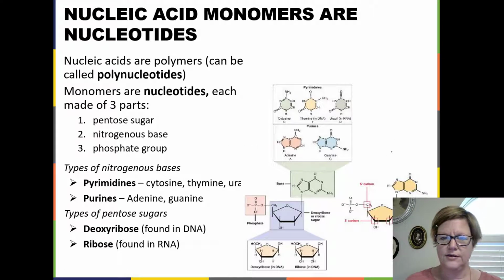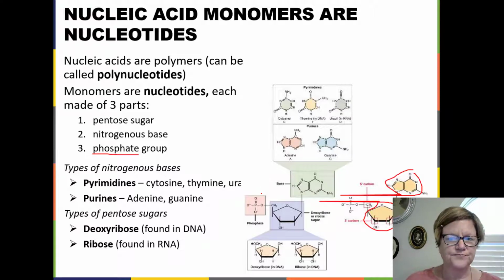Let me get my pen. You can see the pentose sugar over here. And then a nitrogenous base, we'll talk a little bit about what that is. And then a phosphate group. Now hopefully you know now what a phosphate group is if you memorized your functional groups. So, all right. So a 5-carbon sugar, we're going to practice recognizing sugars. And a phosphate group, hopefully you can recognize that.